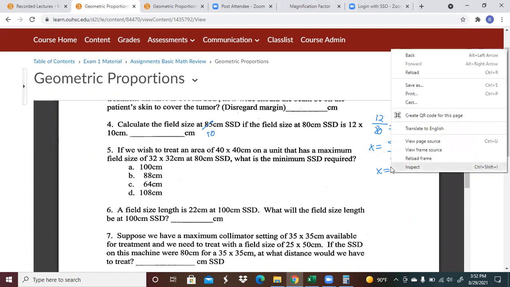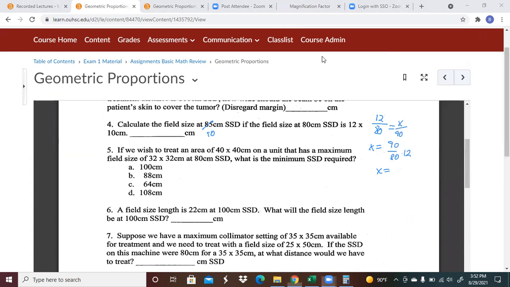Does that make sense? And it should, because we're going from a length at 80, and then eventually we're going to end up with something that's longer there at 90. So that should be 13.5 cm. What about the other length?